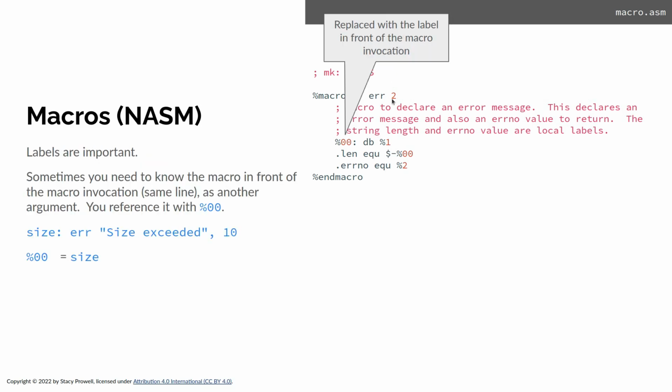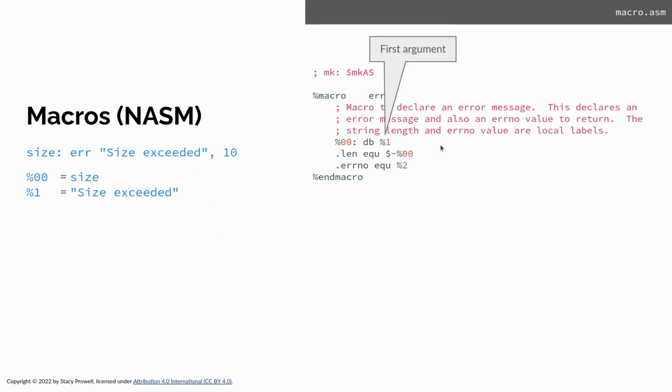Well, what is this thing right here, this %00? That's not a %1 or a %2. This is a variable that captures the label directly in front of the macro invocation. So over here on the left, I say size colon, and then I invoke error, and so %00 would be that label size. It's a way for me to refer to the label inside here. There's the first argument, there's the second argument, and they're just instantiated in place.